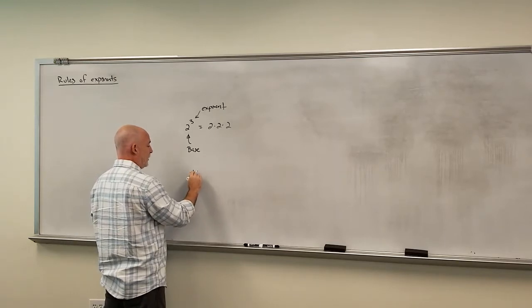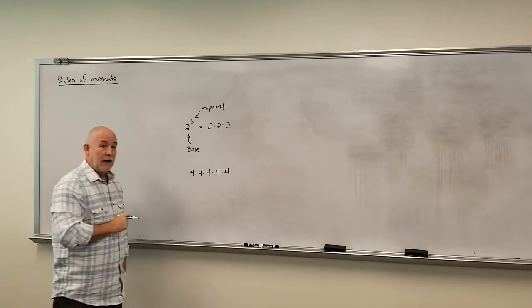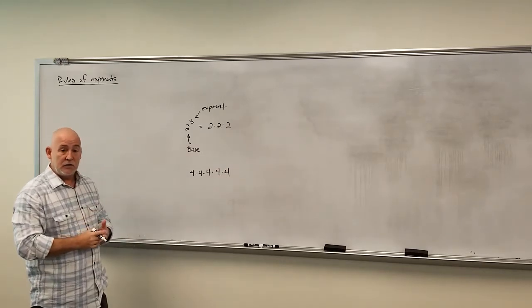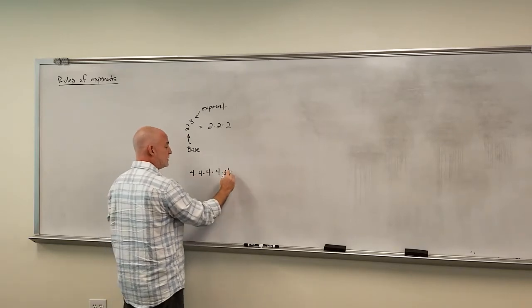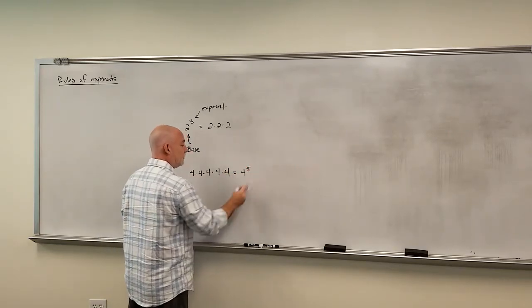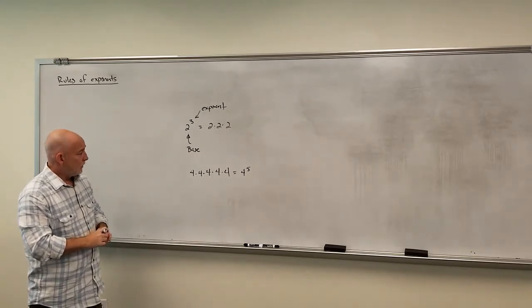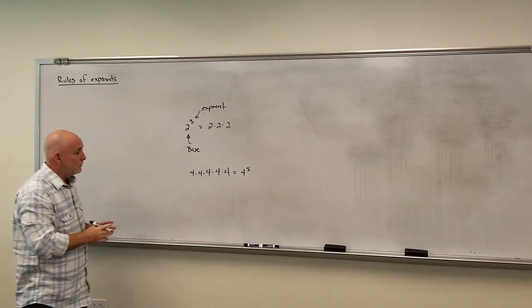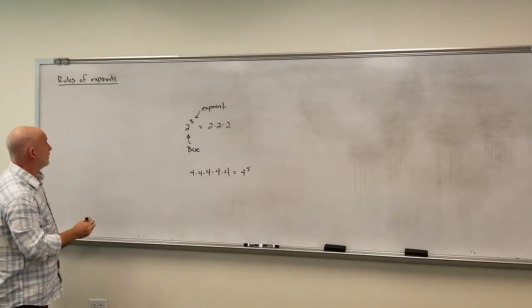Now we could do it the other way around. If I had a bunch of, say, 4s multiplied together, I could condense this using my exponent notation. So this is 4 times itself 5 times. So that would be 4 to the 5th. All right, I think we all knew that in the past, but let's take a look at what happens when we have variables involved and how the rules really apply.